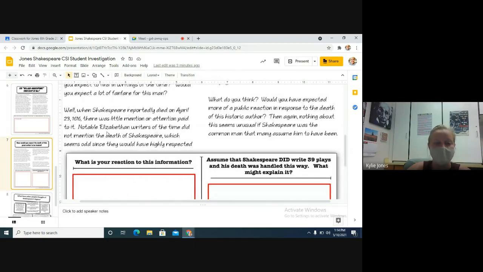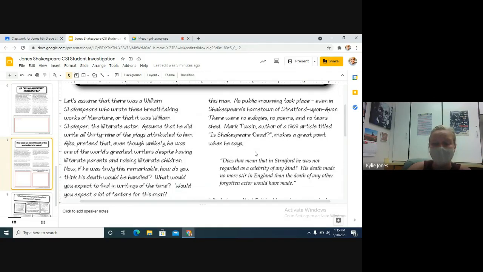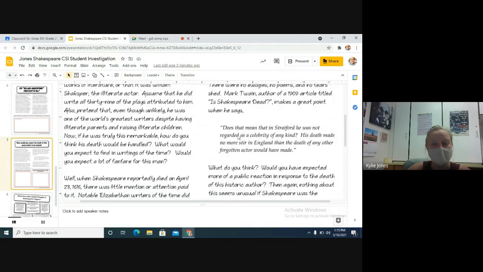Elizabethan writers of the time did not mention the death of Shakespeare, which seems odd since they would have highly respected this man. No public mourning took place, even in Shakespeare's hometown of Stratford upon Avon. There were no eulogies, no poems, and no tears shed. Mark Twain, author of a 1909 article titled Is Shakespeare Dead?, makes a great point when he says, does that mean that in Stratford he was not regarded as a celebrity of any kind? His death made no more stir in England than the death of any other forgotten actor would have made.